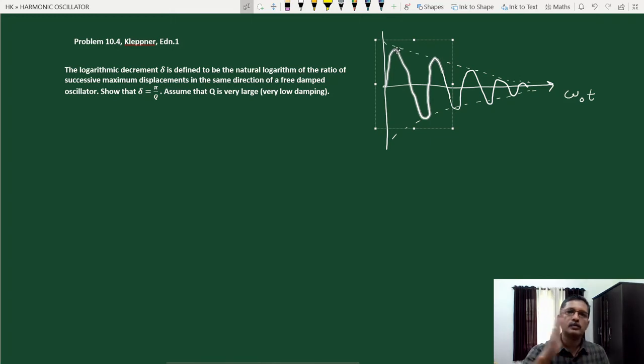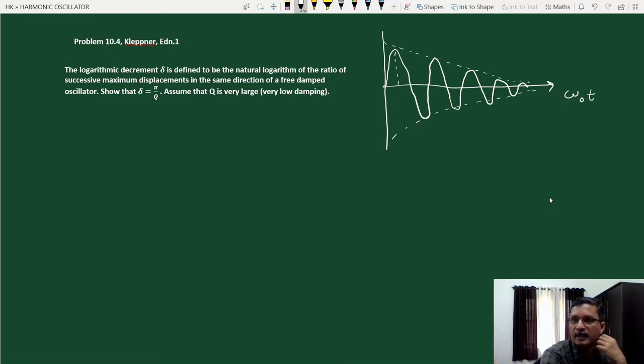A pendulum goes to the right, then it comes to the left, its amplitude decreases, its displacement decreases, again it goes to the right. So take two successive displacements to the right and take the ratio. That's the meaning of successive maximum displacements in the same direction. Take this ratio, and the natural logarithm of this ratio is called the logarithmic decrement. So I will mark the two maxima here. Let us consider this is the first maximum, at the time t1.